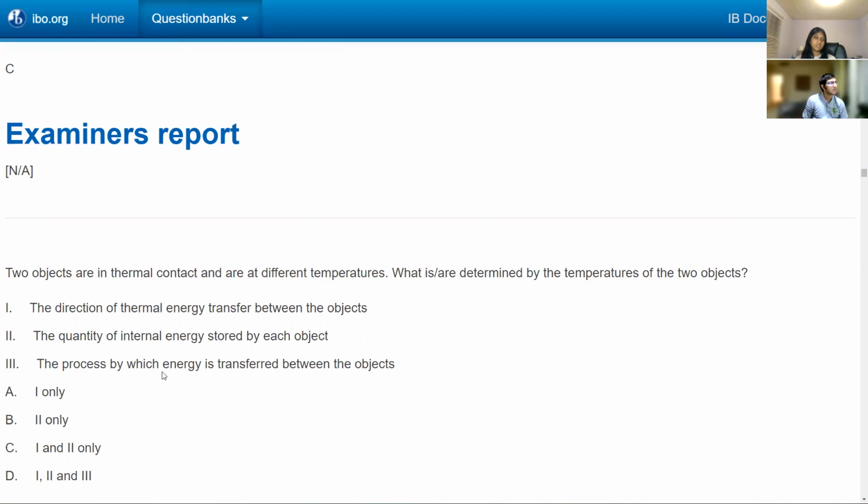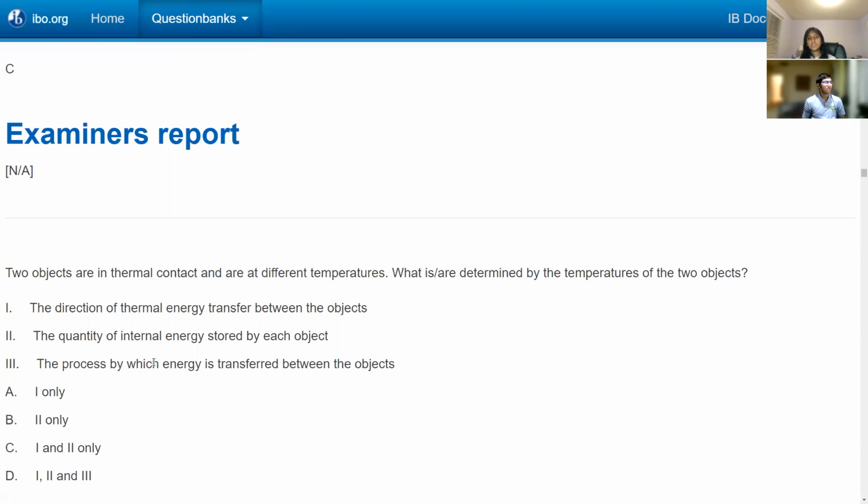The process by which energy, what does that even mean? The process, is that like talking about, I don't think it's 3. That sounds weird. The process by which energy is transferred between the two objects. Yeah, I don't think it's 3. Like that means conduction or convection or radiation, right? By which energy is transferred. And that doesn't seem like, what does the temperature have to do?